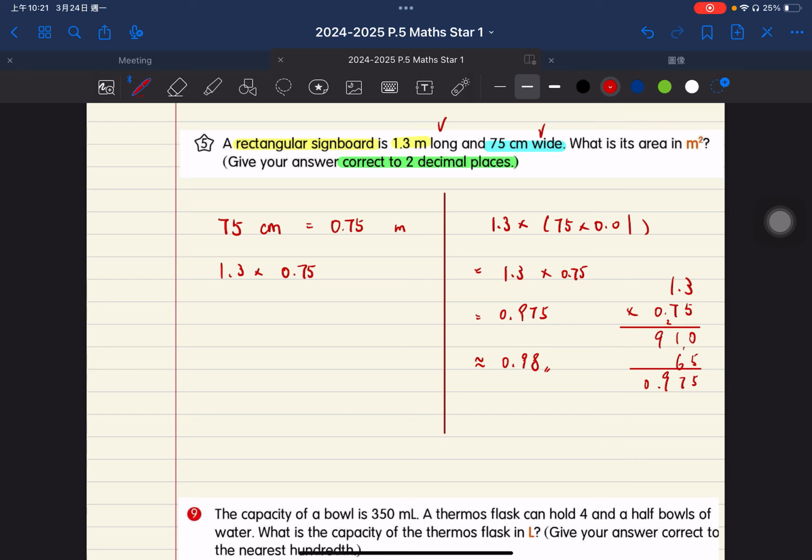And then don't forget when you are doing the problem, write the answer sentence by using the answer which is already correct to the two decimal places. So the answer sentence will be: the area is 0.98 meters square. Don't forget the unit. All right, that's the thing.